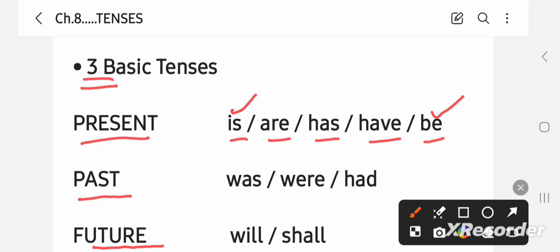Then we come on to the past tense. With past tense verbs, we use auxiliary words like was, were and had. Was is also considered as the main verb. And with future tense, we use auxiliary verbs like will and shall.